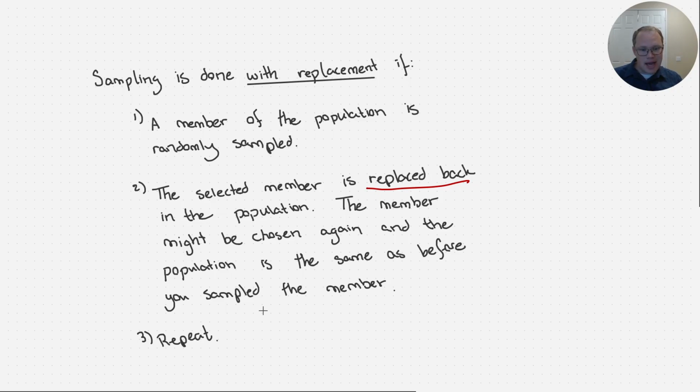Because it's back in the deck, that first draw is exactly like the second draw. The population hasn't changed. The first draw has no impact on the second draw. The first random sampling, the first time you drew that card, doesn't affect that second draw at all, the second time you do a sample. Which means that when sampling is done with replacement, each random selection is independent.